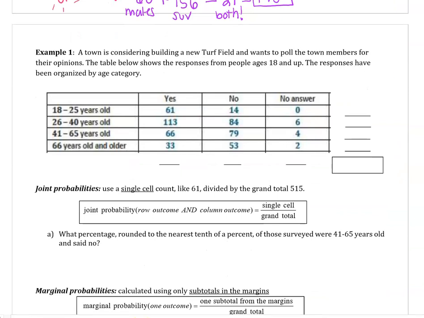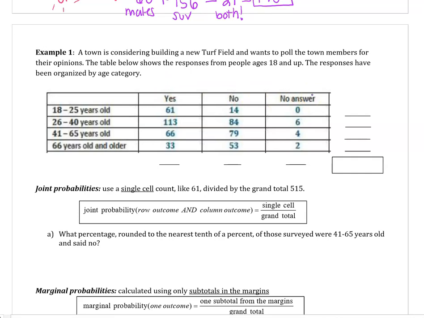Okay, next page, different example. A town is considering building a new turf field and wants to poll the town members for their opinions. The table below shows the responses from people ages 18 and up. The responses have been organized by age category. Okay, so this is categorical because even though we're talking about ages, we're putting people nicely into boxes, into categories. You fit in the category of 18 to 25, or you fit in the category of 26 to 40. So yes in favor, no in favor, or no answer, so maybe no opinion.